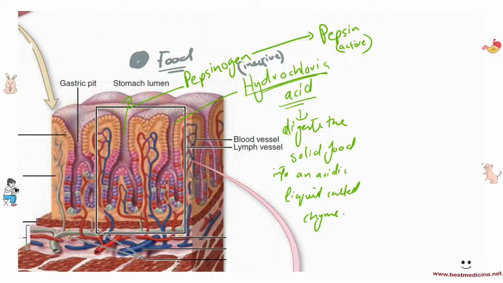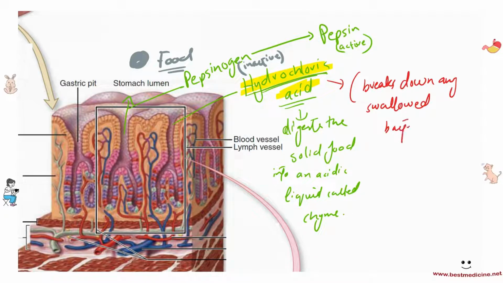So 2 features so far. Number 1, stomach: it contains walls which have glands, and these glands are able to secrete hydrochloric acid, most importantly, that is able to digest the solid food into an acidic liquid called chyme. You know what? Hydrochloric acid also breaks down any swallowed bacteria as well. So it provides this indirect immunity to us.